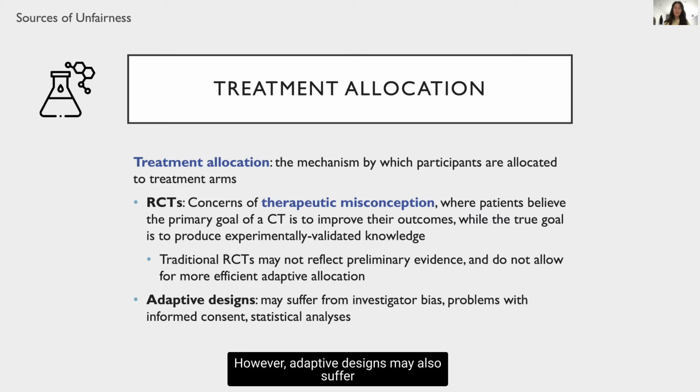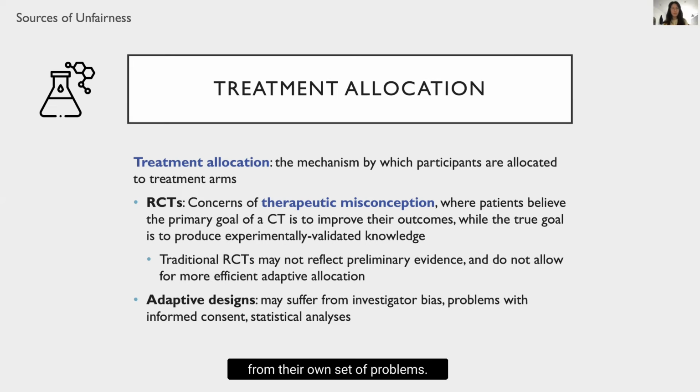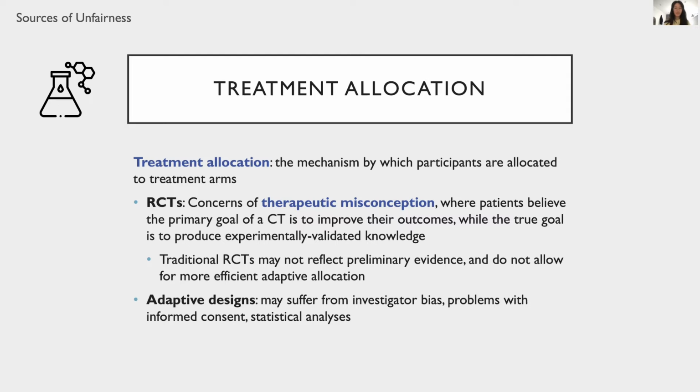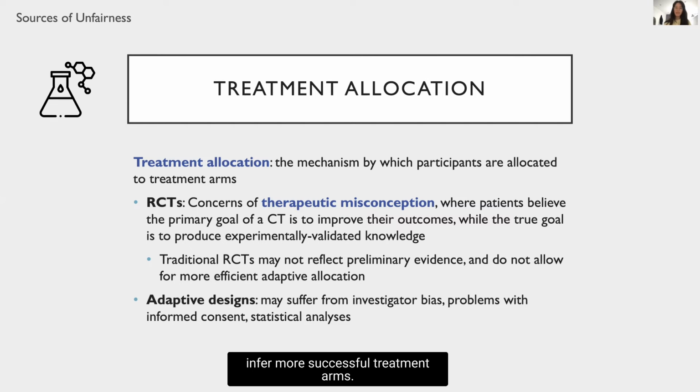However, adaptive designs may also suffer from their own set of problems. For example, in adaptations involving increased randomization probabilities to effective treatments, investigators may recognize and infer more successful treatment arms, introducing bias.